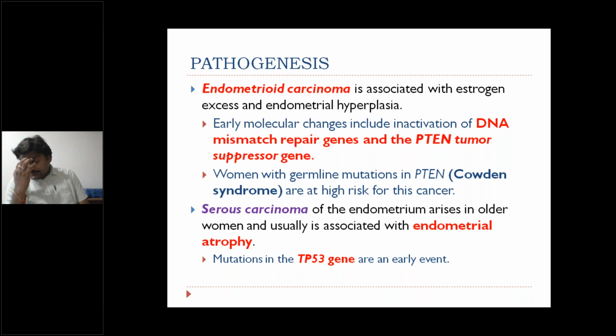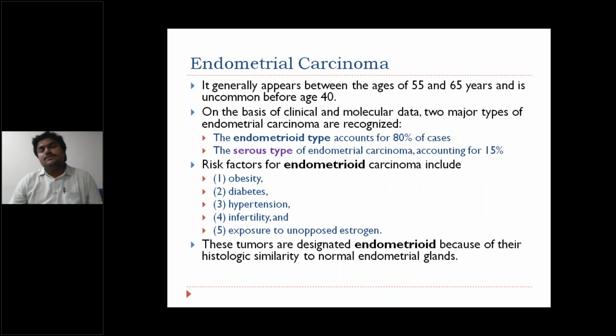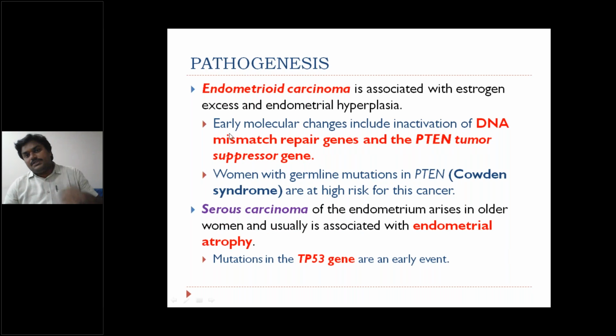Let us see the pathogenesis: why this endometrial carcinoma is happening in a particular group of women. I already told you the risk factors like obesity, diabetes, hypertension, infertility, exposure to unopposed estrogen. It is usually associated with the estrogen axis and endometrial hyperplasia. In the previous slides we discussed endometrial hyperplasia. If it acquires the PTEN mutation, it will transform into endometrial carcinoma. Before that, the early molecular change is the inactivation of the DNA mismatch repair genes.